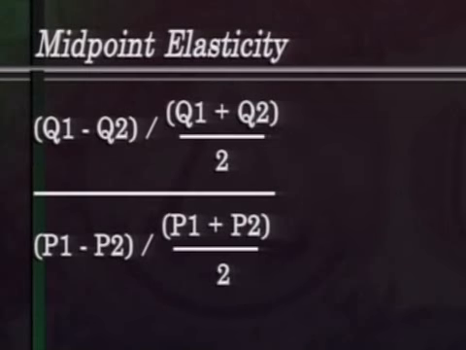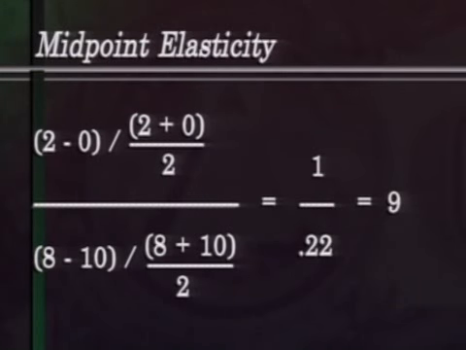Now, the second way of calculating elasticity is called the midpoint elasticity formula. In computing the midpoint elasticity, we want to know the elasticity over a range of prices. The formula for the midpoint elasticity is a little more complicated than for the point elasticity. The general definition again for elasticity is the percentage change in quantity demanded divided by the percentage change in price. For the midpoint elasticity, let's first calculate the percentage change in quantity. The formula is the change in quantity divided by the average quantity.